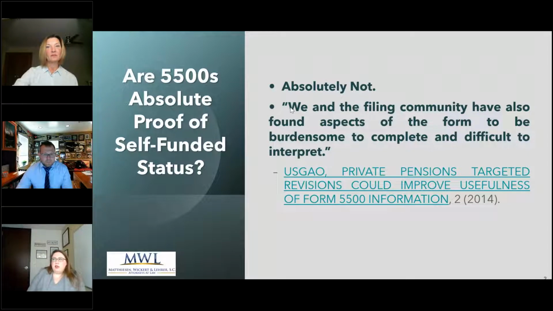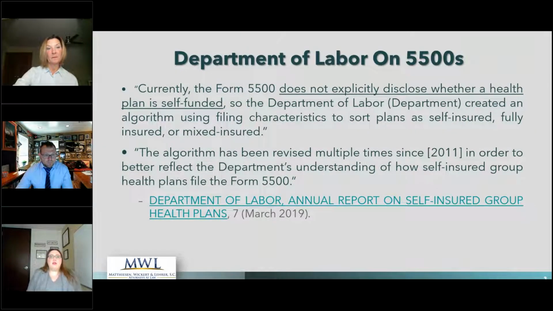We and the filing community have also found aspects of the form to be burdensome to complete and difficult to interpret. One of the things that we see a lot is common confusion about filing, for example, how to identify stop loss, how to identify a TPA, whether or not to check that dreaded box 9 insurance checkbox at all. A lot of government agencies have told us that they're finding a lot of inconsistencies that aren't making the forms very useful in terms of generating data on whether or not a plan is self-funded.